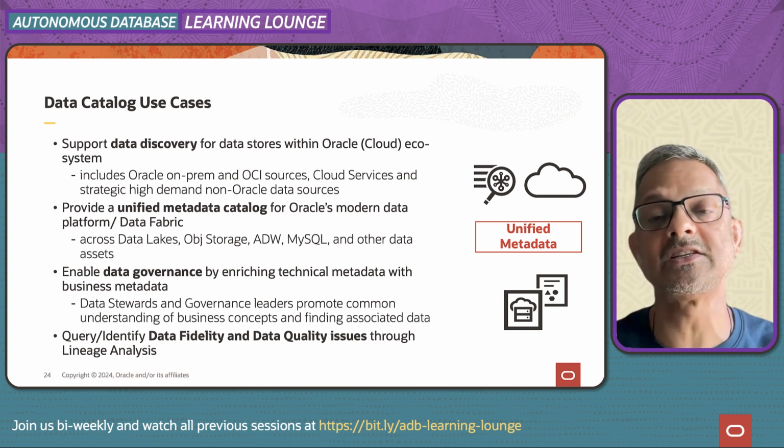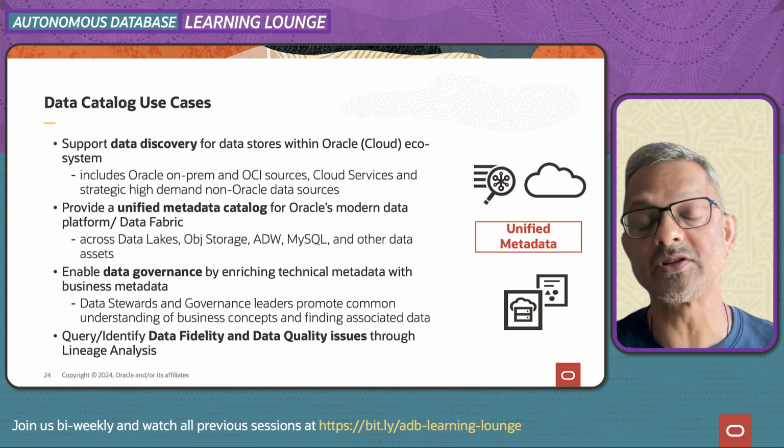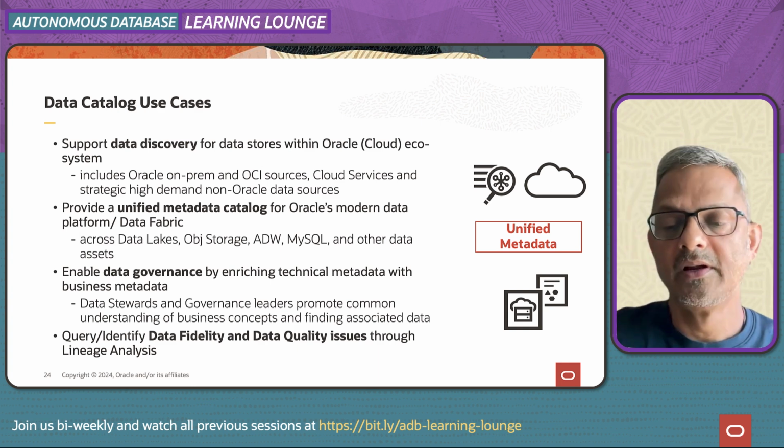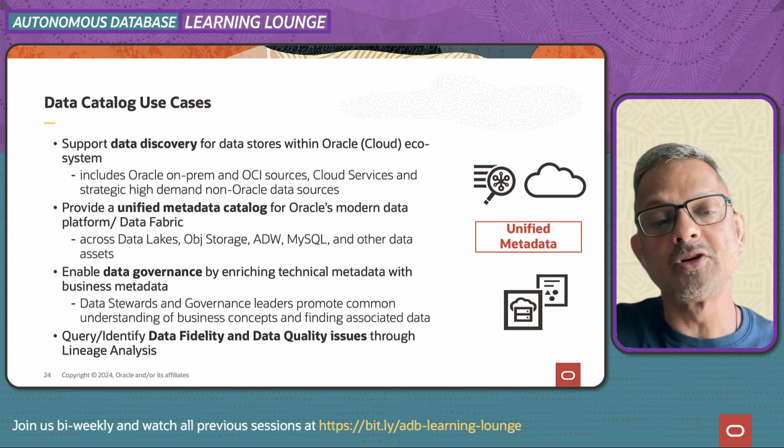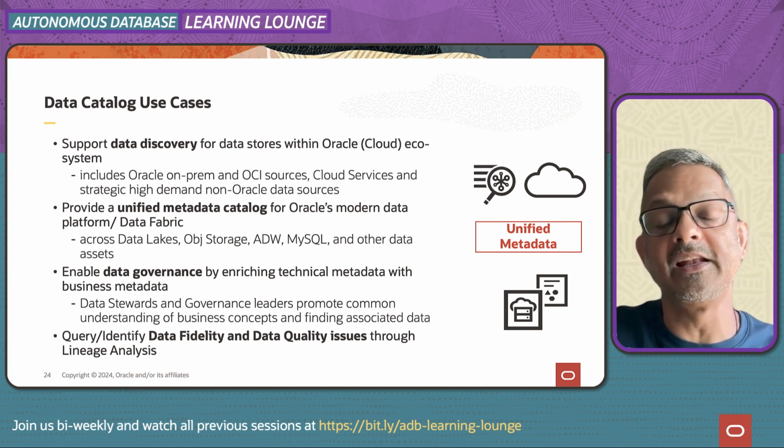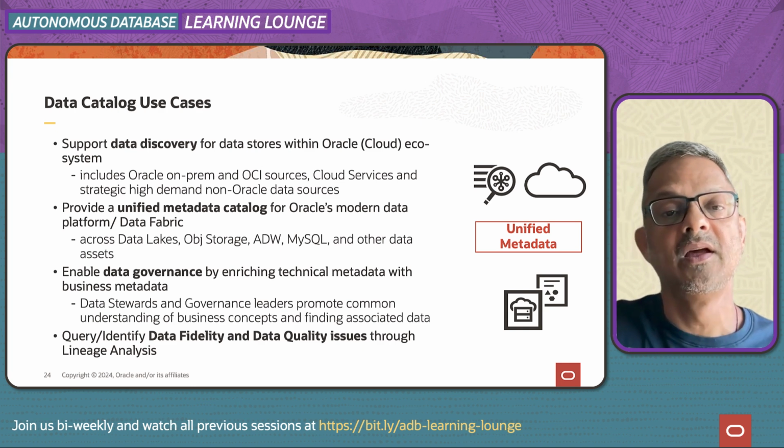So when you query against a table in the object storage, the Spark engine comes to the catalog or the metastore. And the most important focus here is the data fidelity and data quality issues, right? So how do you use a catalog to find out these issues?